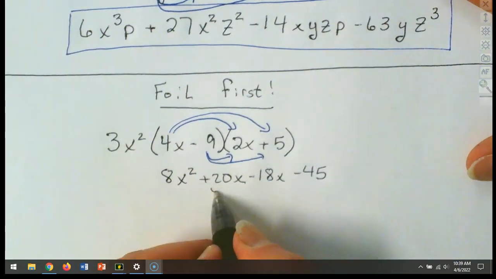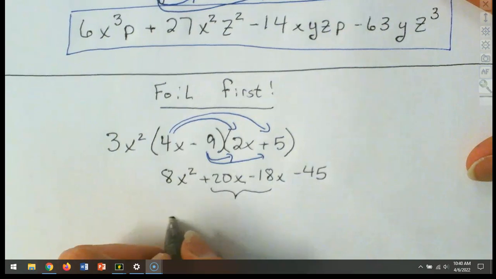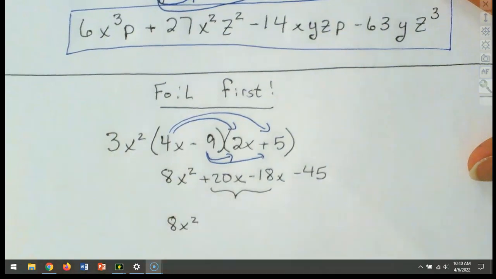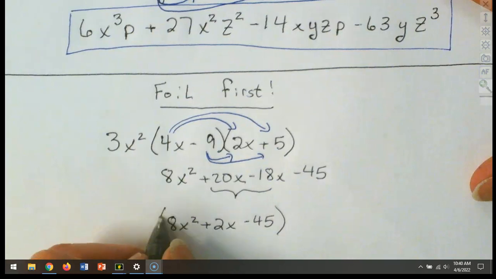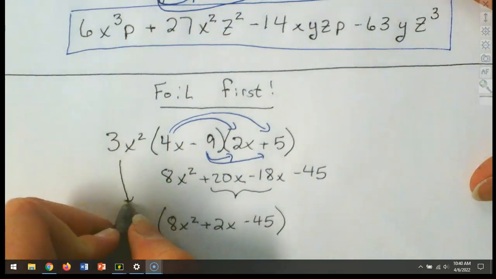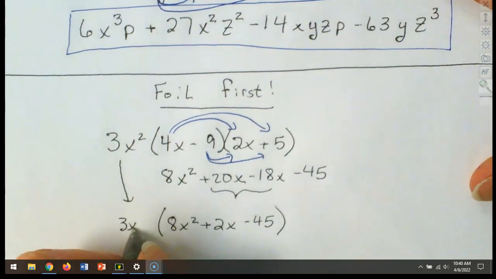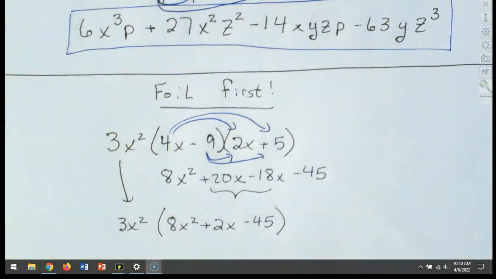Okay, these can go together in the middle. So now we've got an 8x squared. We've got a positive 2x and a minus 45. And then that 3x squared just comes down. So I'll slow down a bit so you can kind of keep up and see what I did.